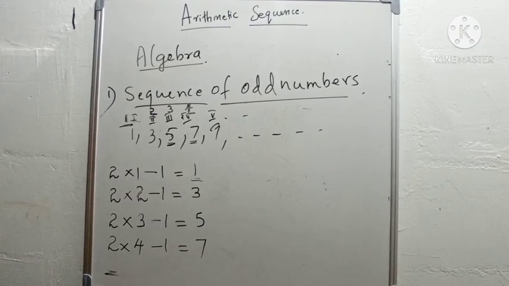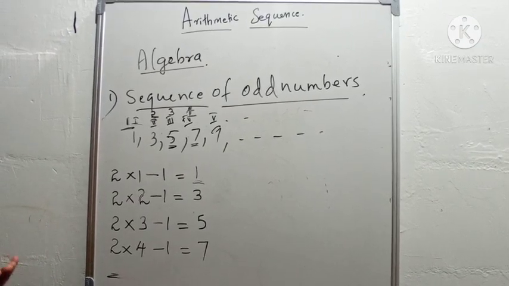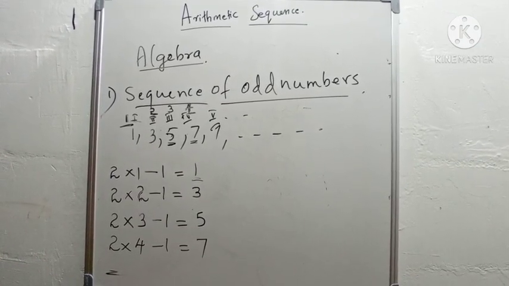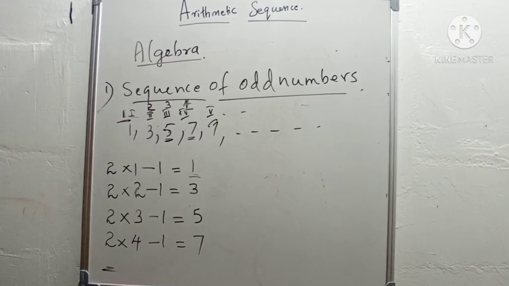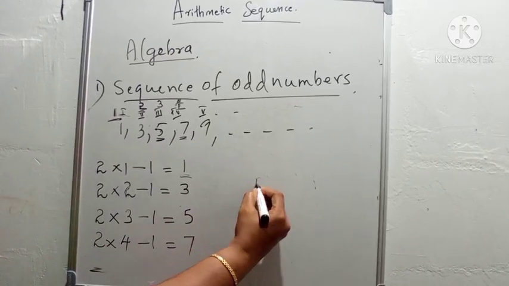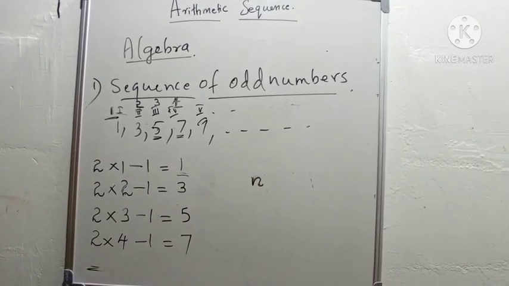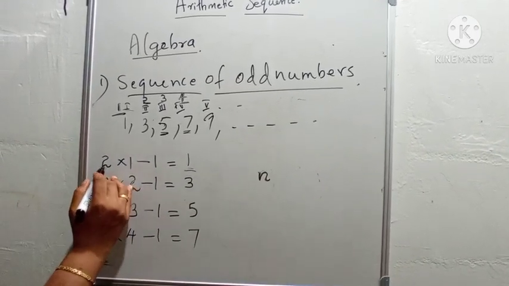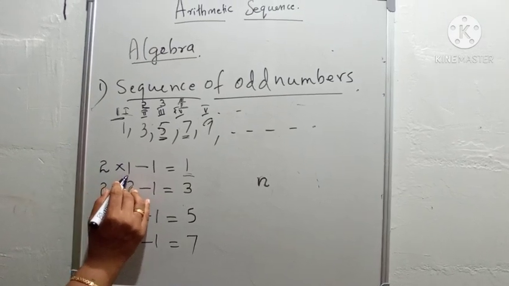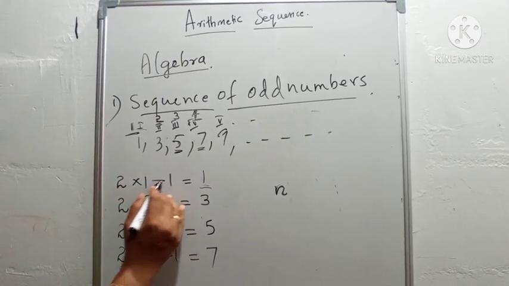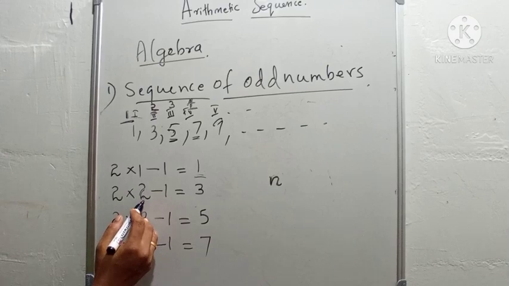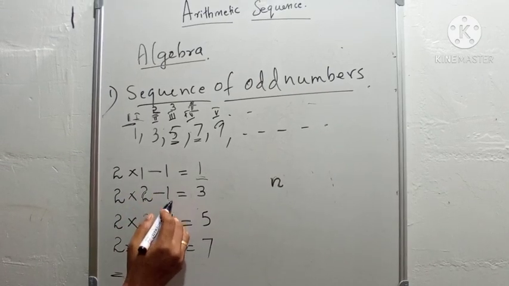So how do we write the algebra? Algebra means we need a variable, right? If we take n as the variable, we need to find the term in the nth position. The first number is double of first minus 1. The second term is double of second minus 1.